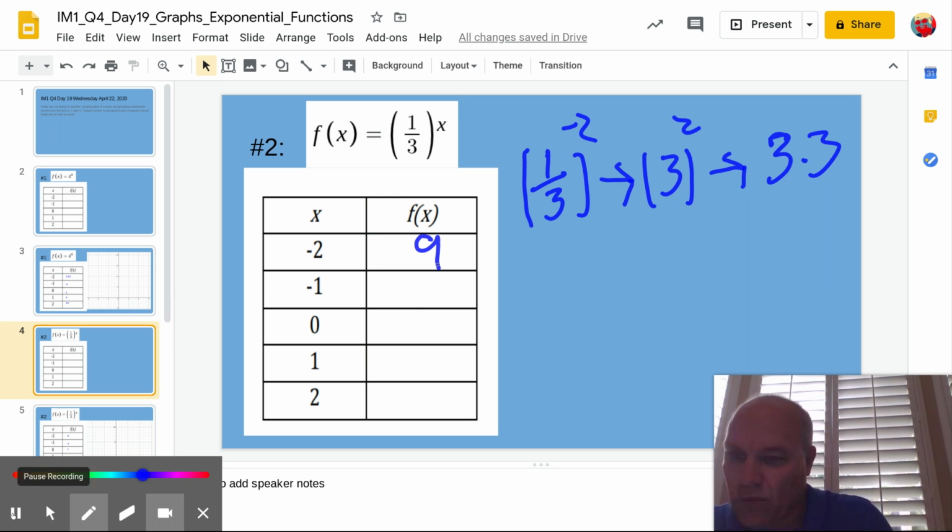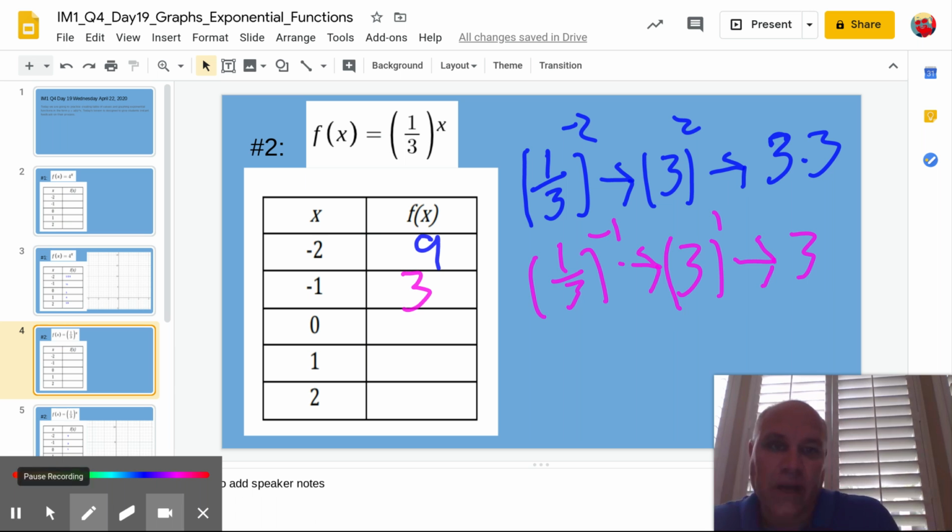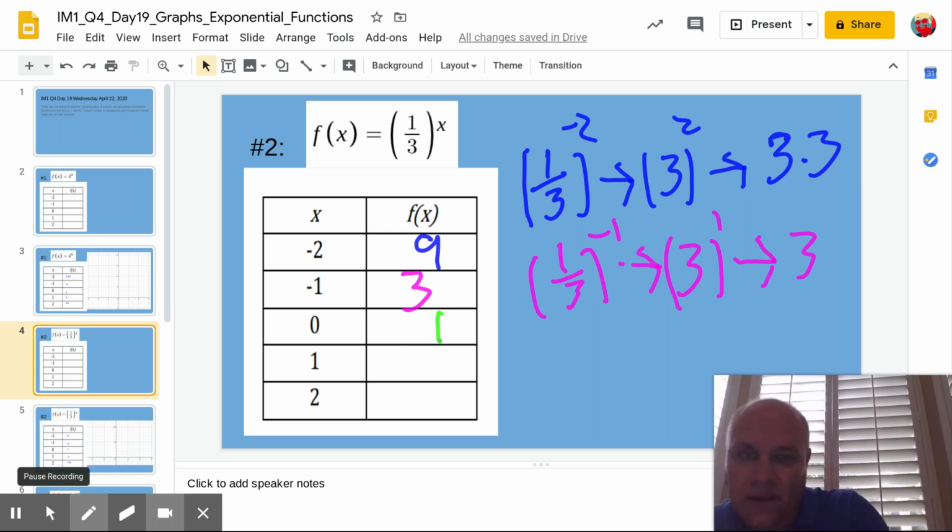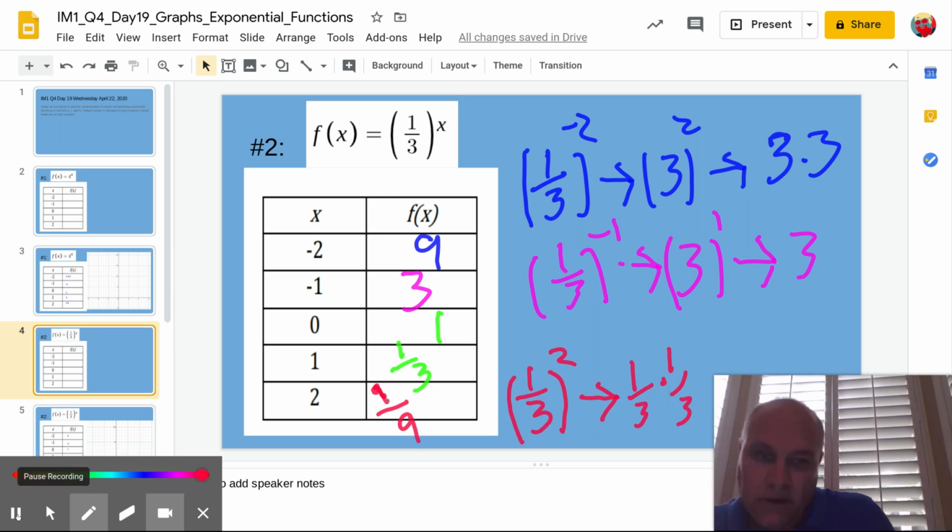Try when x is -1. So you should have got 3 here. 1/3 to the -1 power becomes 3 to the +1, which is just 3. All right, we know that 1/3 to the 0 power is 1. 1/3 to the first power is 1/3. I want you to do 1/3 to the second power now. Did you get 1/9? It's 1/3 squared, which becomes 1/3 times 1/3. Again, the numerator, 1 times 1 is 1. The denominators, 3 times 3 is 9.